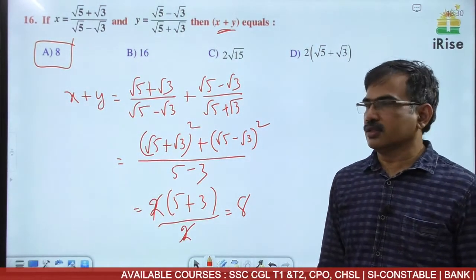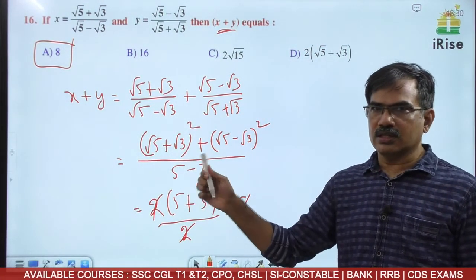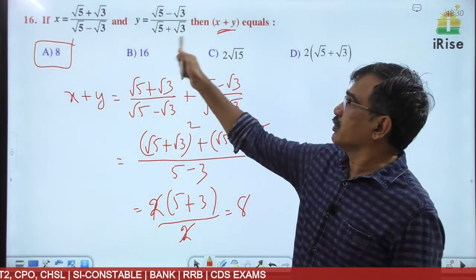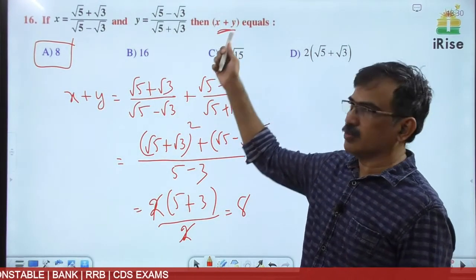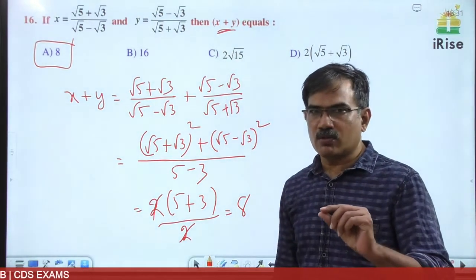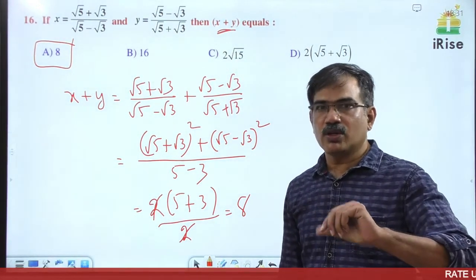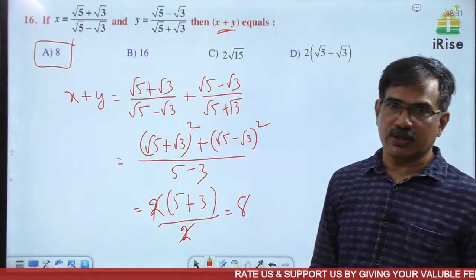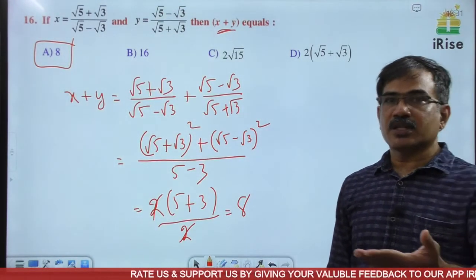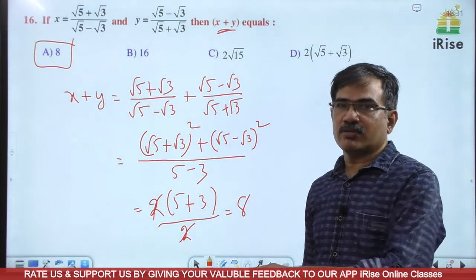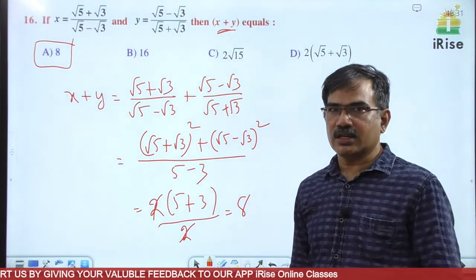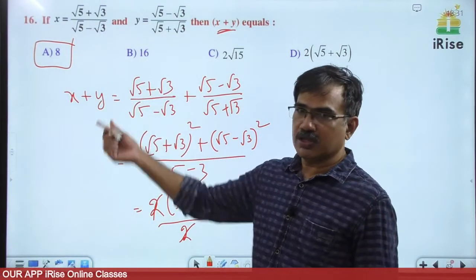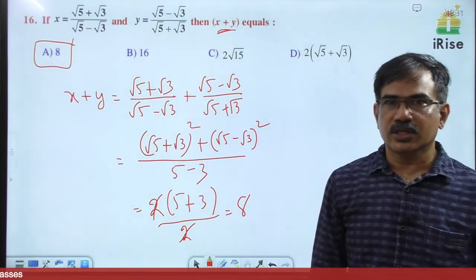Okay, next one. These questions, generally the model is the same, but the questions are different. Sometimes they want x plus y, sometimes they want (x minus y) whole square plus xy, sometimes (x minus y) whole square minus xy, sometimes 1 by x square plus 1 by y square. So based on the question, you have to find the value, either x plus y or x minus y, like that. Okay, next question.